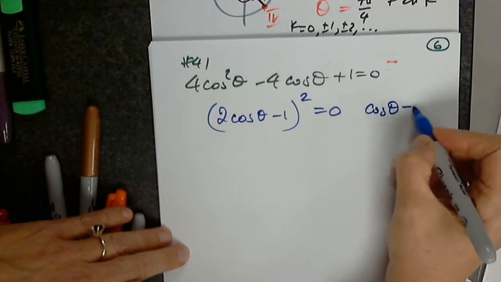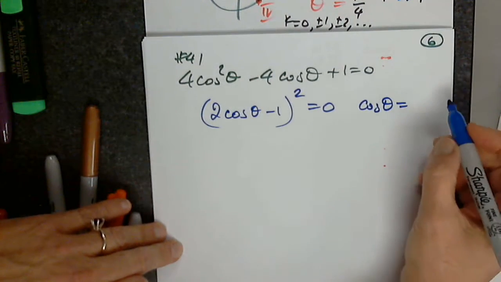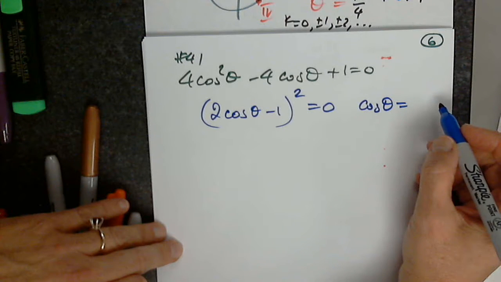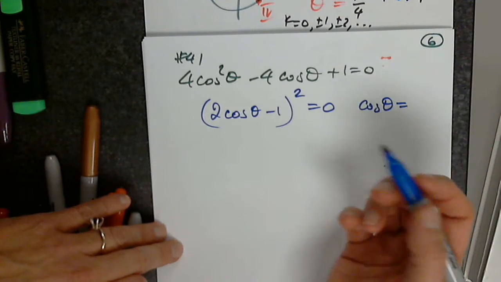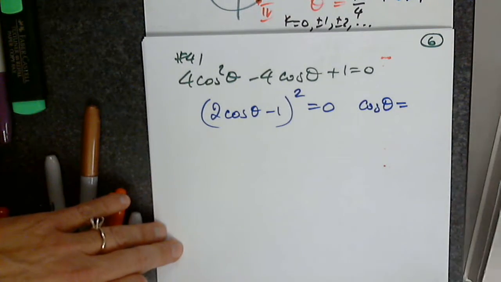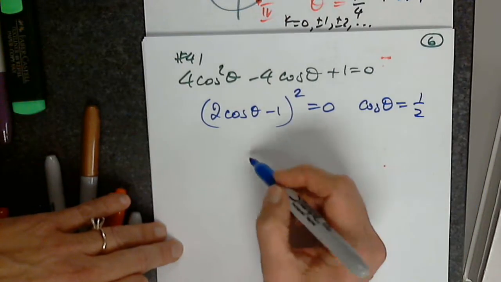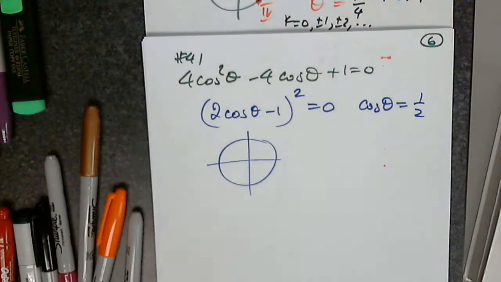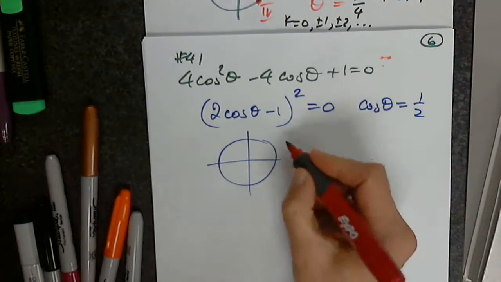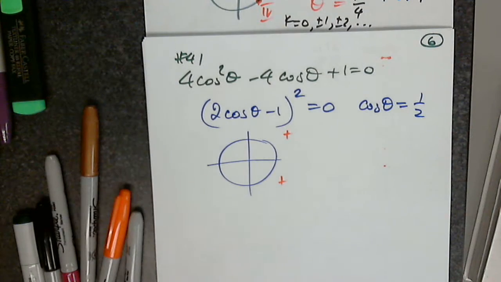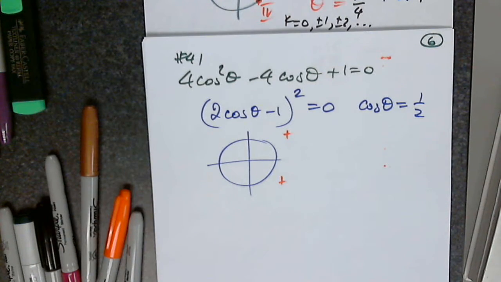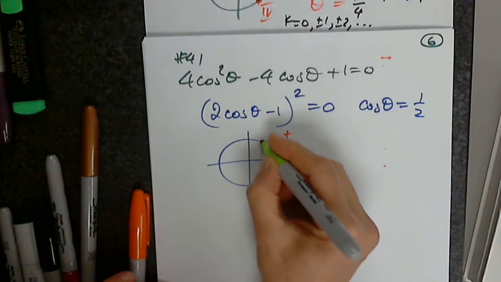So, cosine theta equals? Maybe just find the square root of this side? Right, there is only one solution. So 2 cosine theta minus 1 equals 0, so cosine theta equals 1/2. Good. So let's look at the unit circle. Where is cosine positive? In the first and the fourth. So now I need an angle whose cosine is 1/2. Pi over 3. Very good. So pi over 3 is 60 degrees.